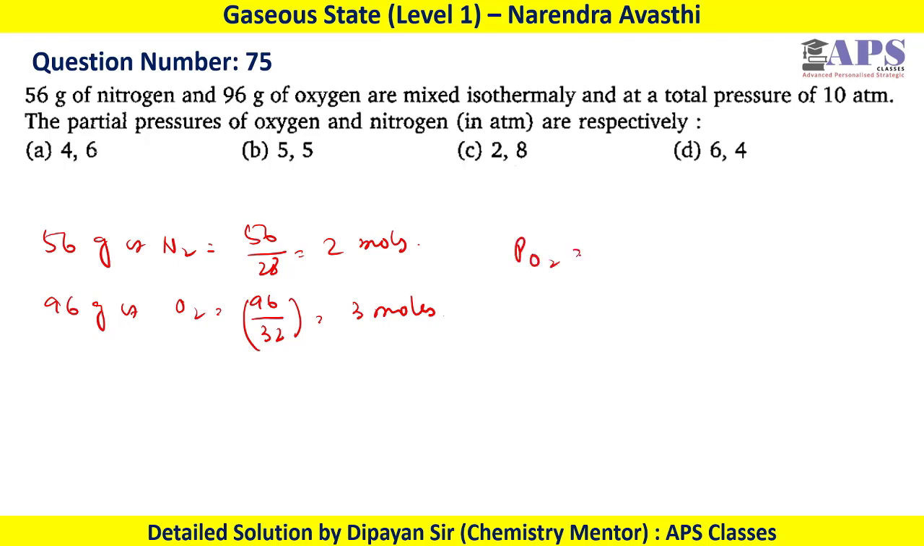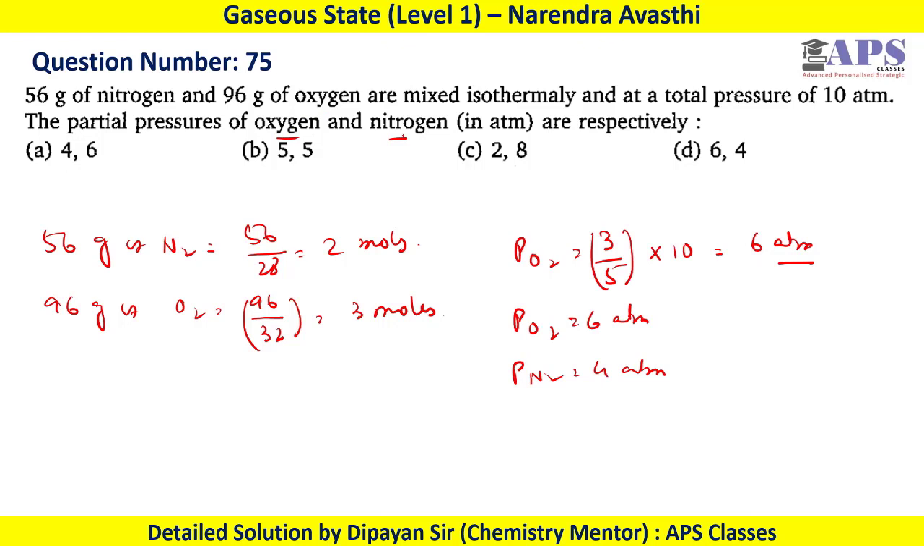Partial pressure of oxygen is individual mole of oxygen divided by total mole of the system, that is 3 by 5 multiplied by 10 atm, so it will give you 6 atm pressure. So if partial pressure of oxygen is 6 atm, then partial pressure of nitrogen will become 4 atm. So here oxygen and nitrogen are respectively 6 and 4. So option D will be the correct option.